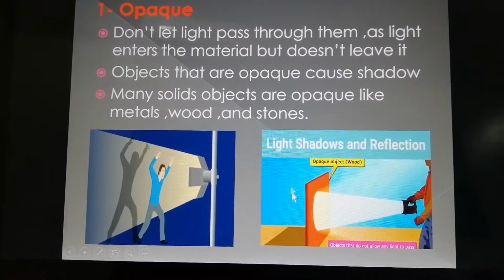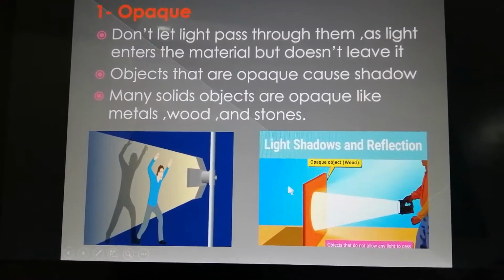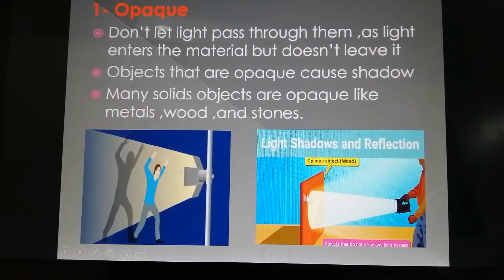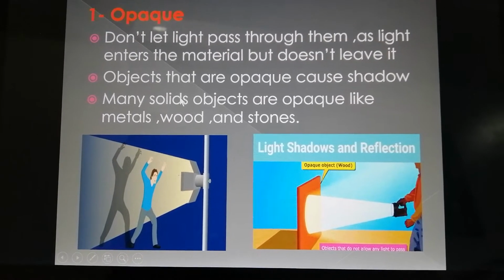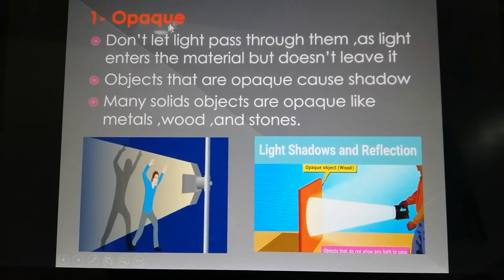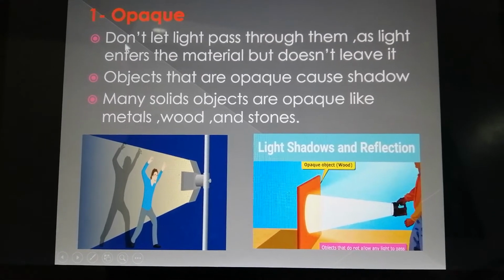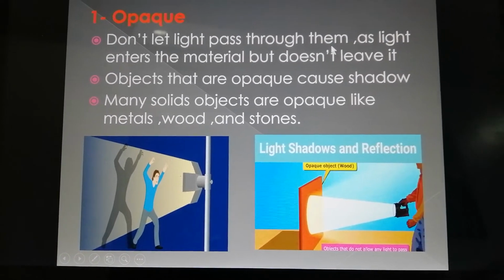Does the light pass to the other side? No, there is no light here. Why? Because this wood absorbed all the light and it didn't allow it to pass to the other side. So it is called opaque. Opaque. What is the opaque? It doesn't let light pass through it.